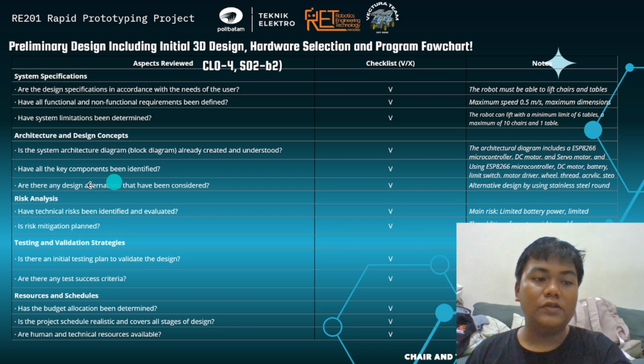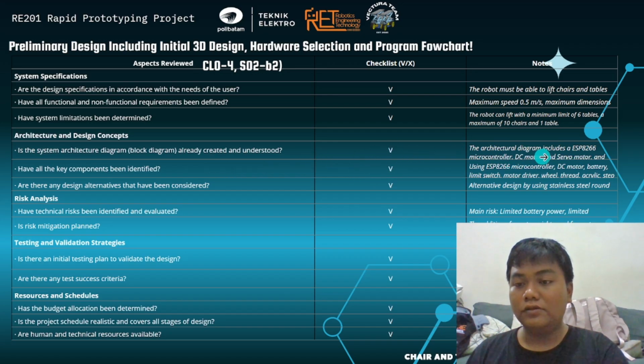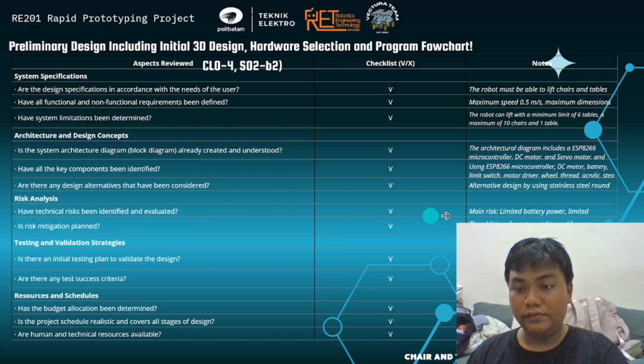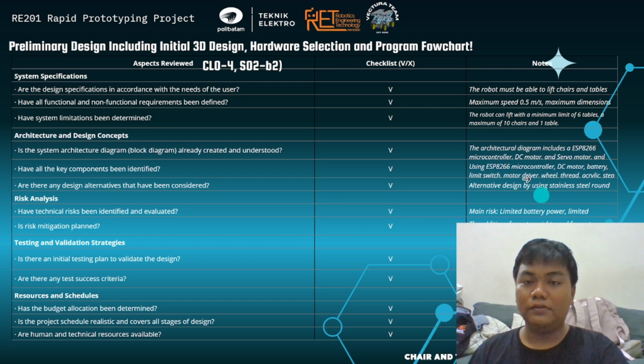Architecture and design concept: the system architecture diagram has already been created and adjusted. Yes, the architecture diagram includes the ESP, DC motor, and servo motor. Risk analysis: have technical risks been identified and evaluated? Yes. Main risks: limited battery power and limited adhesion of the console and fans to further secure the cable and the chair to be lifted.